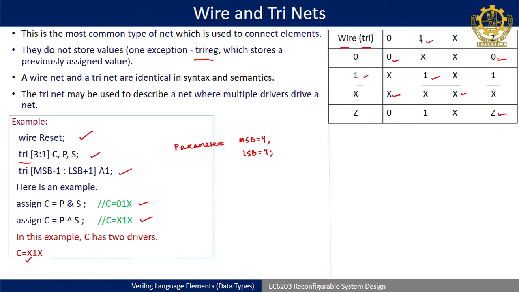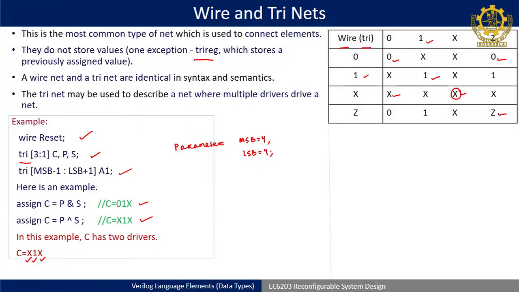Then next is 1 and 1, which is the same case, so it is 1. And finally x and x, which is again x. Even though we have defined two statements, these two statements will execute concurrently at time 0, and after that they will get a final value. Each individual statement assigns some output value, and according to the table we get the final value of C as x 1 x. This is possible if you define it as a tri net.